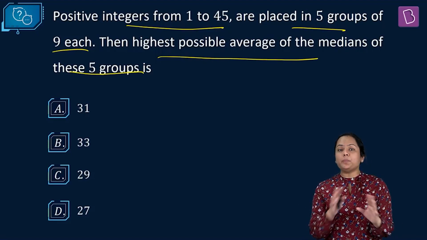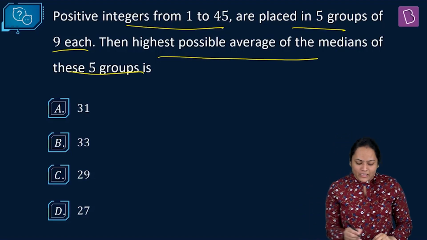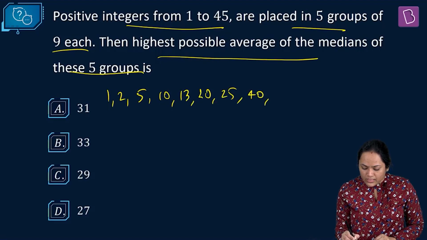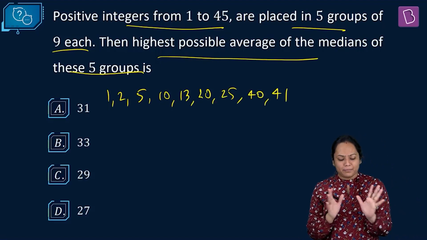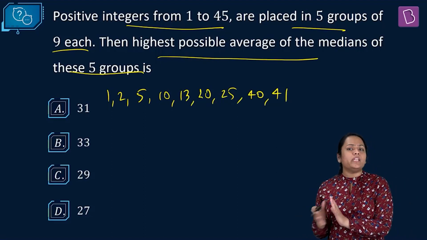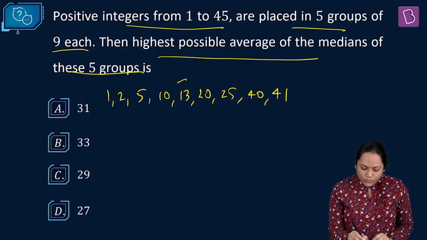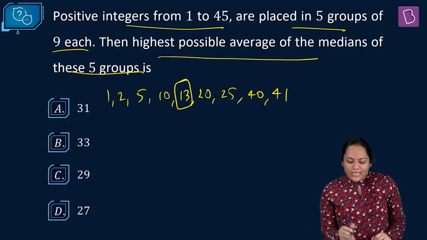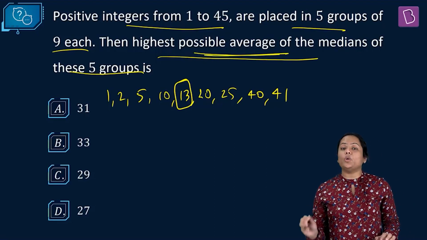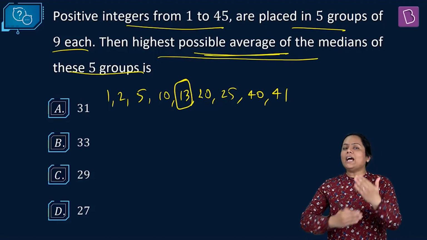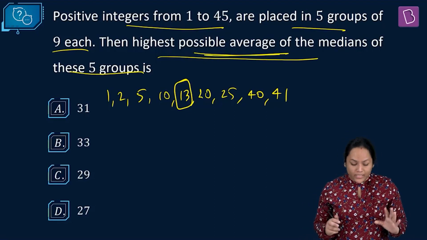So I have a group in which 9 numbers are placed. So let's say the numbers are 1, 2, 5, 10, 13, 20, 25, 40, and let's say 41. So these are, for example, my 9 numbers, right? So what is the middle term? Well, I have already arranged the numbers in ascending order. So my median will be the middle term here, that is 13, right? Okay. So what have they asked? The highest possible average of medians of all these 5 groups. That means I have to find the largest median first of all, and then I'll find the smaller values for it. Okay, this much is clear.